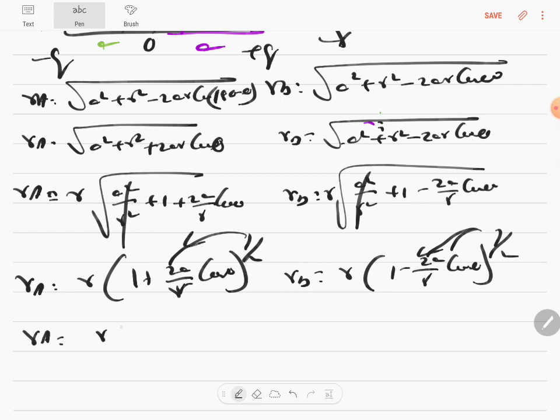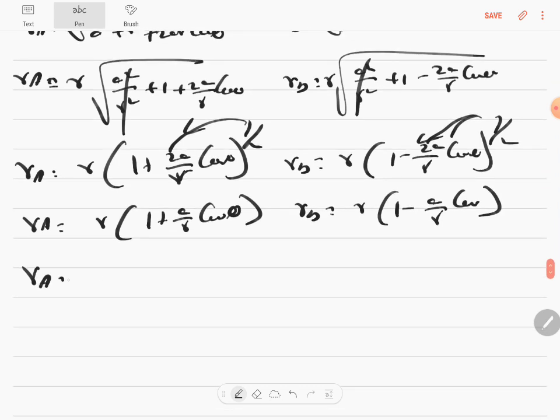Ra becomes r into (1 plus a by r cos theta), and Rb will become r into (1 minus a by r cos theta). If you take LCM now, r and r will get cancelled. Ra is equal to r plus a cos theta, Rb is equal to r minus a cos theta.